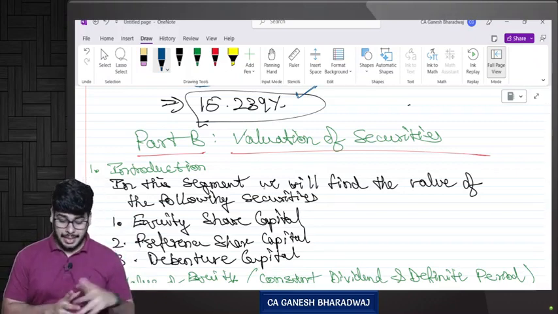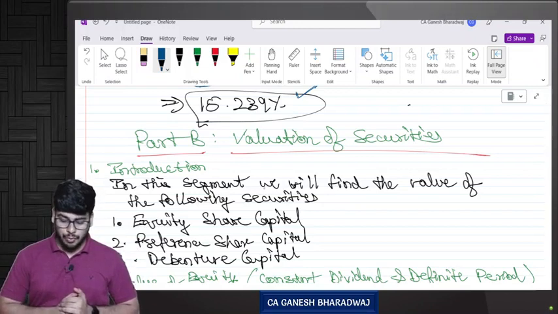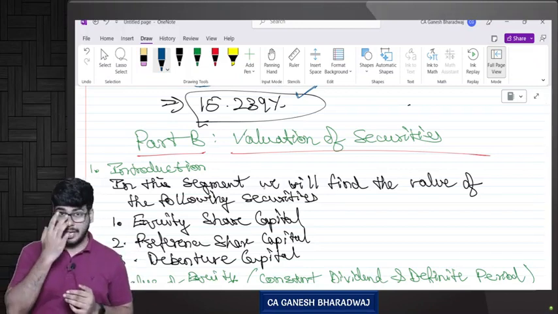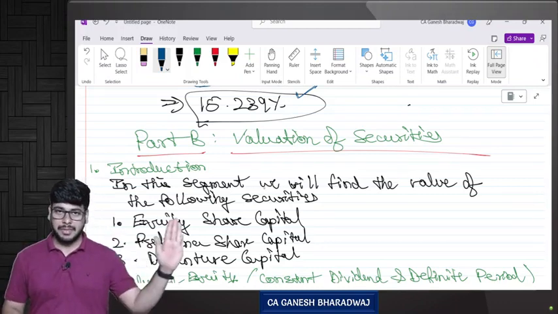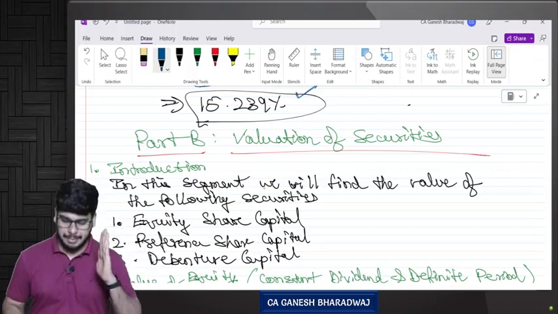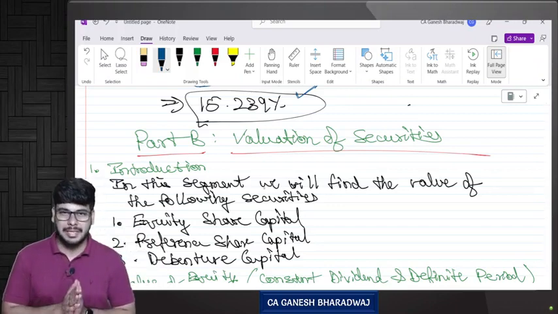Clear? Yes. Now let's move to part B, which is valuation of securities. So we are in the basic concepts chapter. In that, part A was what? Time value of money. We've seen all the time value of money concepts. Now let's move to part B. It's a very simple part.